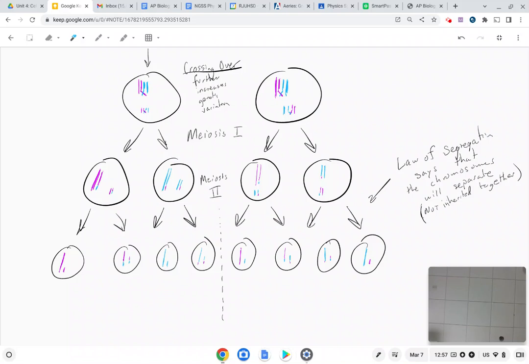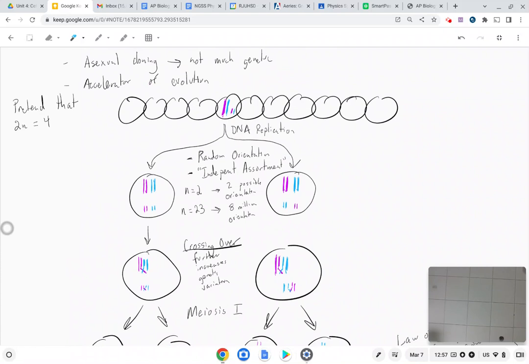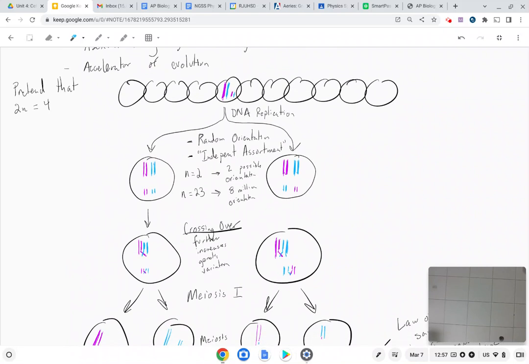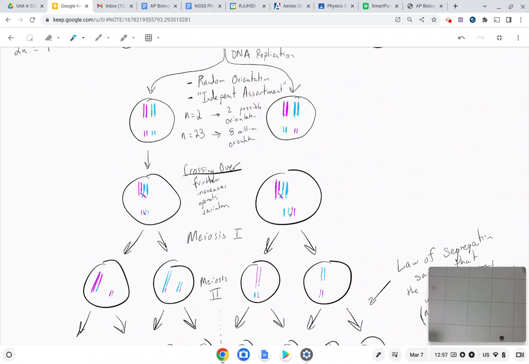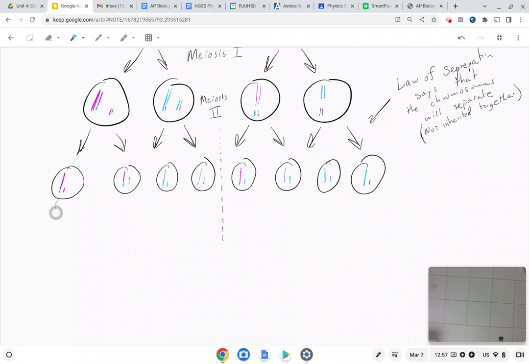I can't even do the math, but we know it's going to be at least more than 8 million, because there's 8 million orientations and each orientation has 4. So I guess it's 4 times 8, 24 million different sperm cell variations, I guess. Right? So that's pretty crazy.